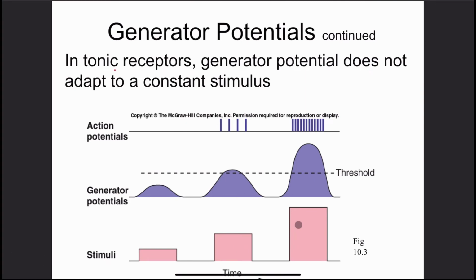Tonic receptors are slow adapting or not adapting. And so these generator potentials do not adapt. And so here we have a stimulus. It's going to create a small depolarization. Here's a larger stimulus. It's going to create a bigger depolarization. And then we have a greater one. Oh, and there are action potentials firing because we've hit threshold. And now we have a greater one, action potentials firing. And notice as soon as the stimulus stops, the action potentials stop as well. A good example of tonic receptors is pain. We do not adapt to pain well.